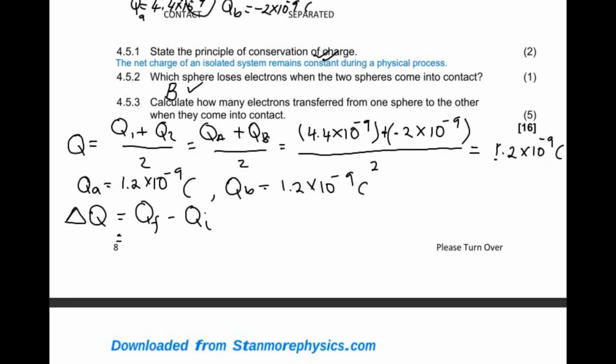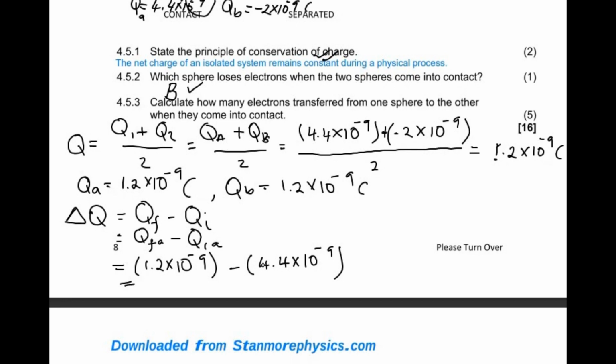This means that we will say the change in Q is going to be QF on sphere A minus QI on sphere A. QF is the final charge, which is this charge over here of 1.2 multiplied by 10 raised to the power of minus 9, minus Q initial, which is the charge on the sphere before they touched, which was positive 4.4 multiplied by 10 raised to the power of minus 9. And this will give us the amount of charge that is transferred.